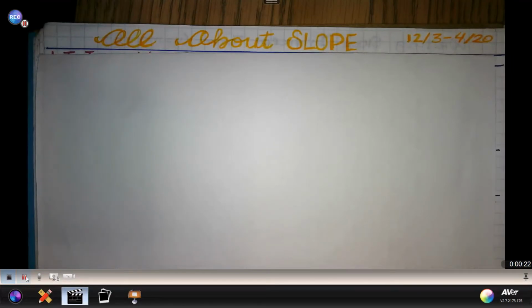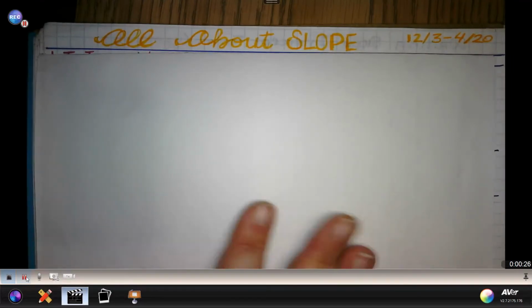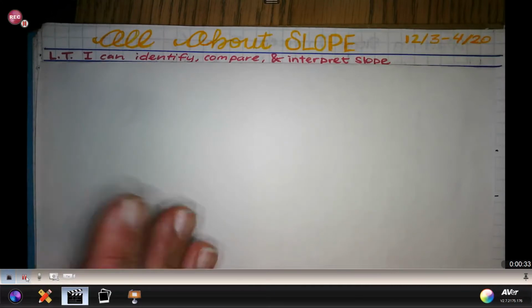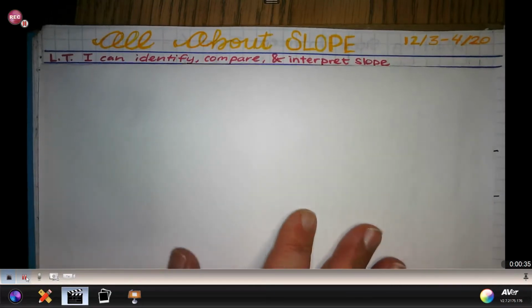All right, so first we want to talk about slope because we've introduced slope-intercept form and what that looks like, but what is up with the slope specifically. So the learning target is I can identify, compare, and interpret slope. So what we have here is just a couple sections of some things that you need to know.